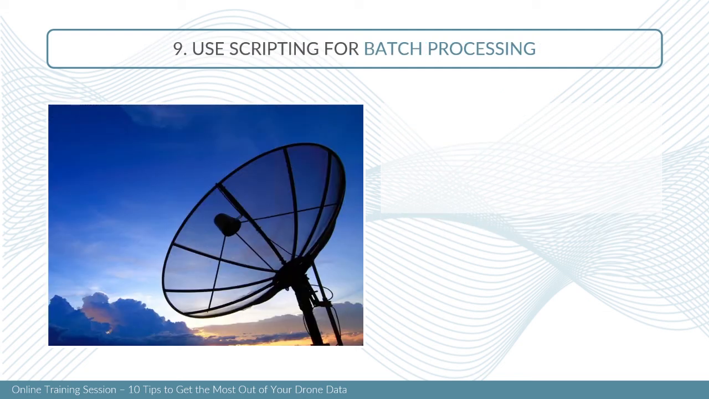Tip number 9, use scripting for batch processing. So as you know, everything that you have in the Correlator3D graphics environment can be scripted and can be automated using scripts and command line. And so that's a good way to optimize your processing.